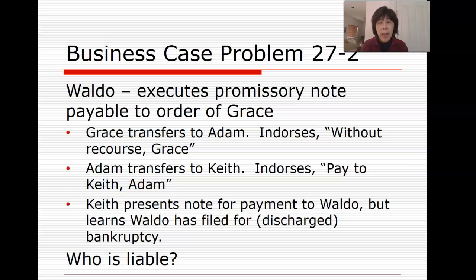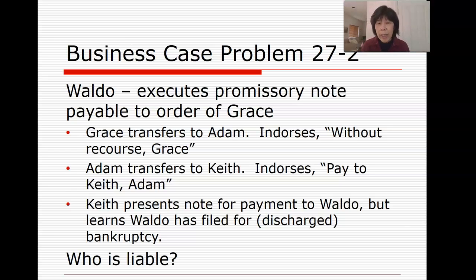And what is Grace saying with that qualified endorsement? That she is not taking responsibility for whether the instrument that she's transferring is going to be a good instrument or not, that there is money behind it. All right, so she has protected herself. She will not be liable to Keith. Keith cannot collect from her. All right, who's that leave? That leaves then Adam.